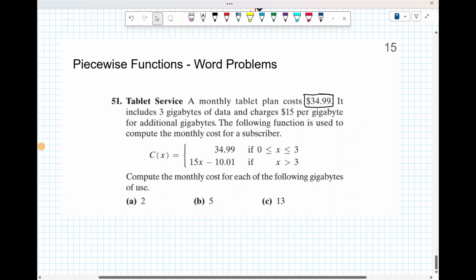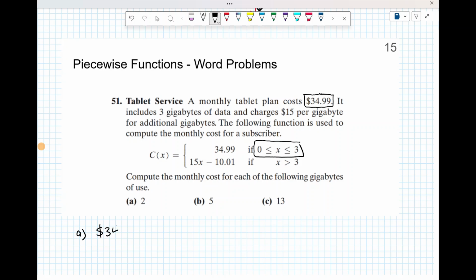Compute the monthly costs for each of the following gigabytes of use. So if 2 gigabytes are used, well, that falls in this category. 2 is in between 0 and 3. And so that means that for A, the cost will be $34.99. Remember, anything less than or equal to 3 gigabytes has a flat price of $34.99.